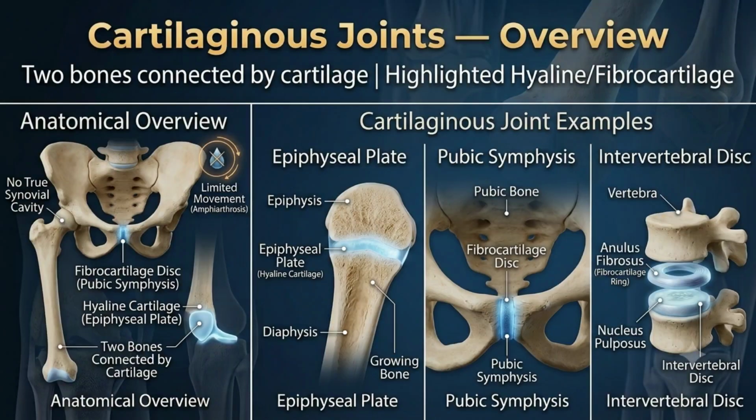The second category is cartilaginous joints. In these joints, the bones are connected by cartilage. Cartilaginous joints can be divided into primary and secondary types. A primary cartilaginous joint, or a synchondrosis, is connected by hyaline cartilage. One example is an epiphyseal plate during skeletal growth. A secondary cartilaginous joint, or symphysis, contains fibrocartilage. Examples include the pubic symphysis and the joints between vertebral bodies, where the intervertebral discs are located. Cartilaginous joints generally allow more movement than fibrous joints, but less movement than most synovial joints.